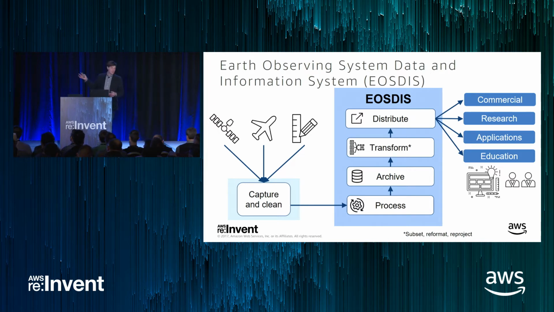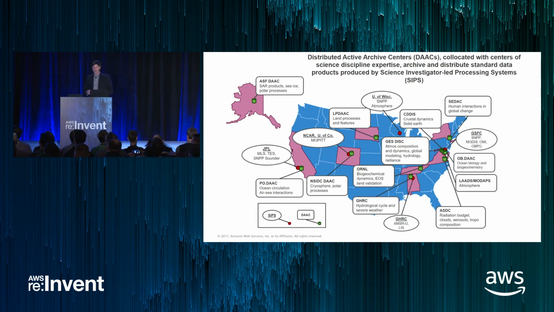We also work quite a bit with missions as they're in development, aircraft campaigns, and field measurements as well to get the data in formats that we need, and work with satellite ground stations, those types of things. Now, how do we do it? Well, we have a lot of people, and we have them geographically distributed throughout the United States.